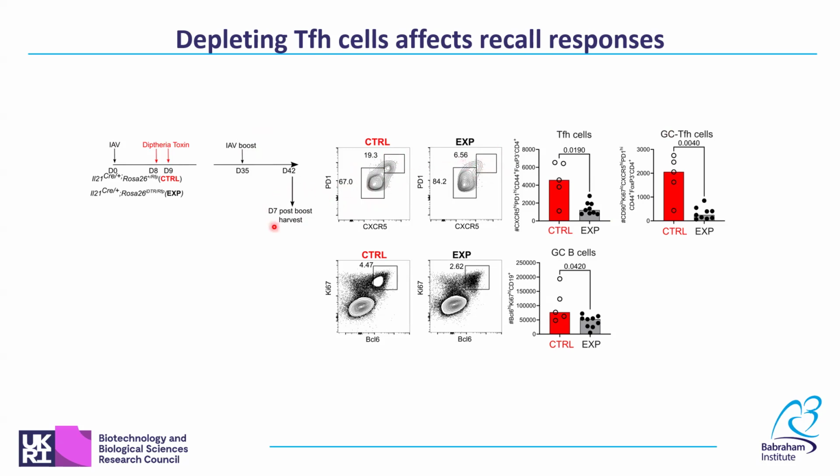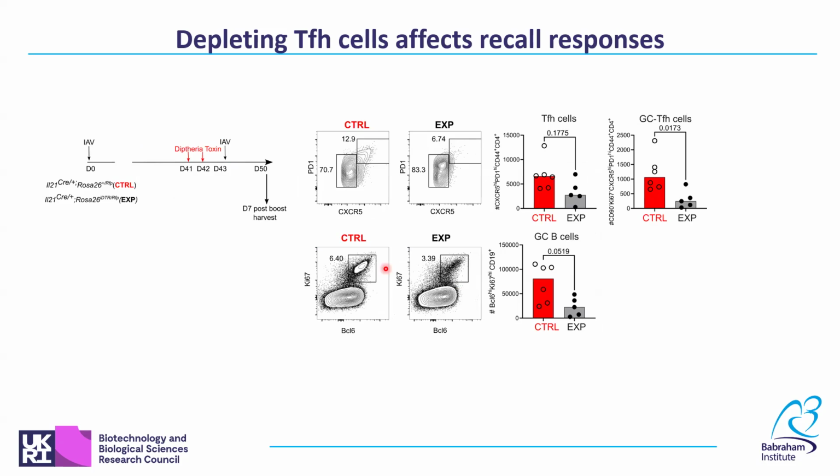And bearing in mind, we're doing this very early now, we're doing this at day 7 after the boost. This is really the memory cells that have a quicker and better activation. And we can enumerate that here, and we can see they're significantly down. And what we also see is that the germinal center B cells are significantly down as well, which fits with the TFH cells helping those germinal center B cells in that second response.